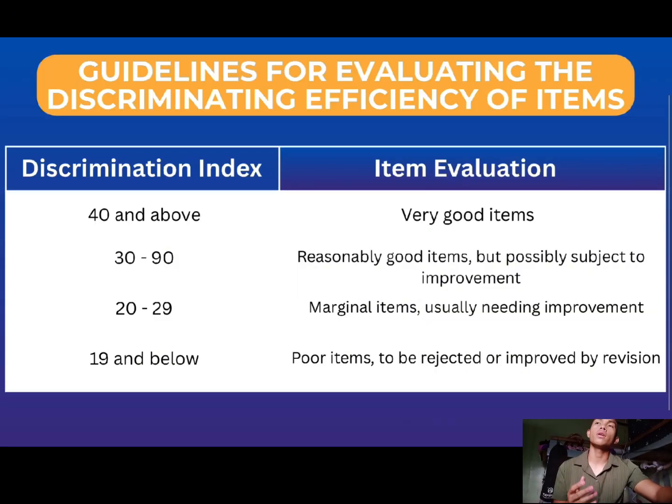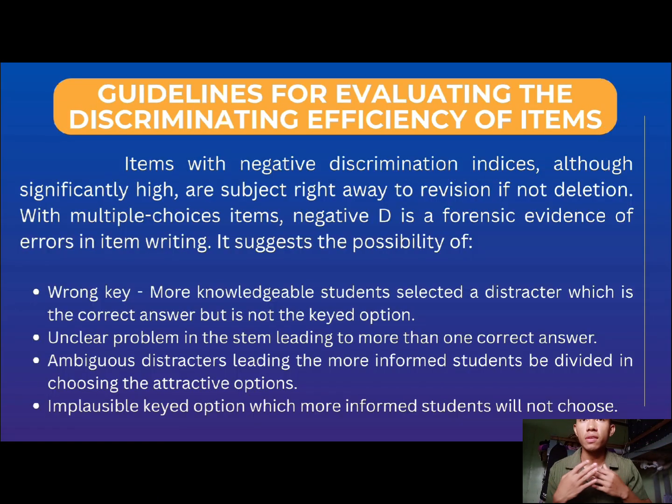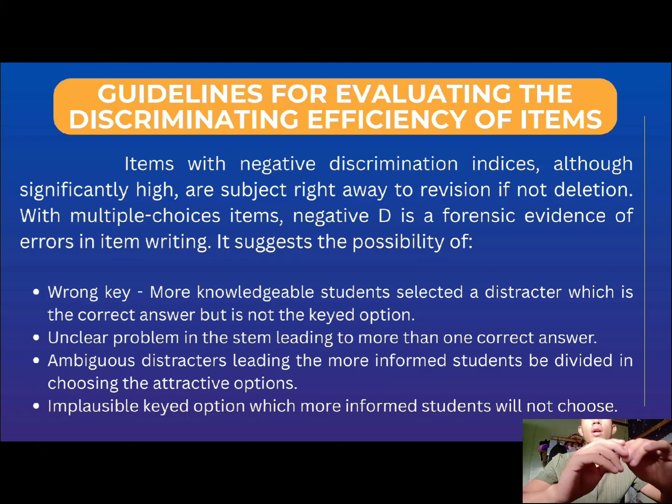When we evaluate these items, we also need to look at items with negative discrimination indices. Even if the value is high, a negative index is a sign that the item needs immediate revision or even deletion. In multiple choice tests, a negative discrimination index often shows there are errors in how the item was written.